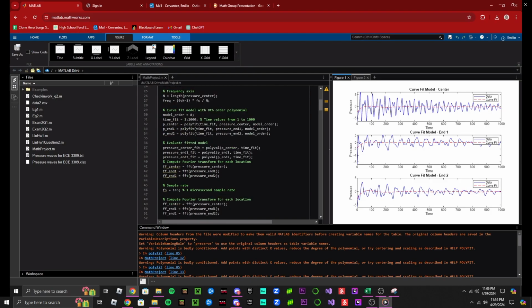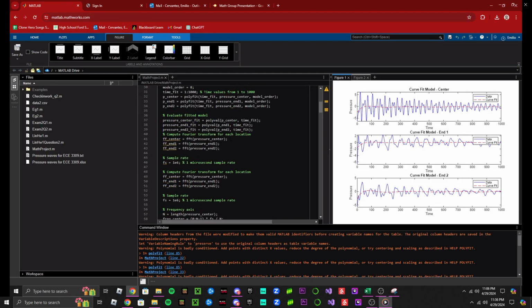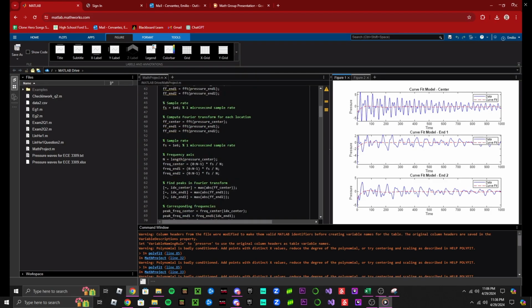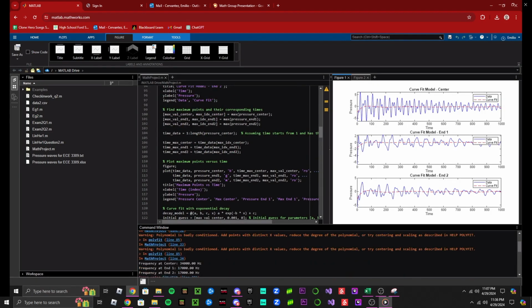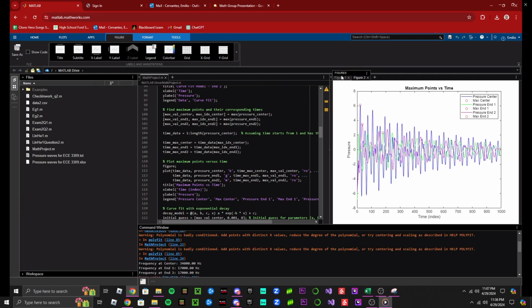We do the FFTs and the curve fit with an 8th order polynomial. We do the sample rate, and then we start plotting them. As you can see right here, we have the frequencies at the center, which is at 34 kilohertz. Then at the 2 ends we have 17 kilohertz. And here's Shai to explain some more in that comparison.